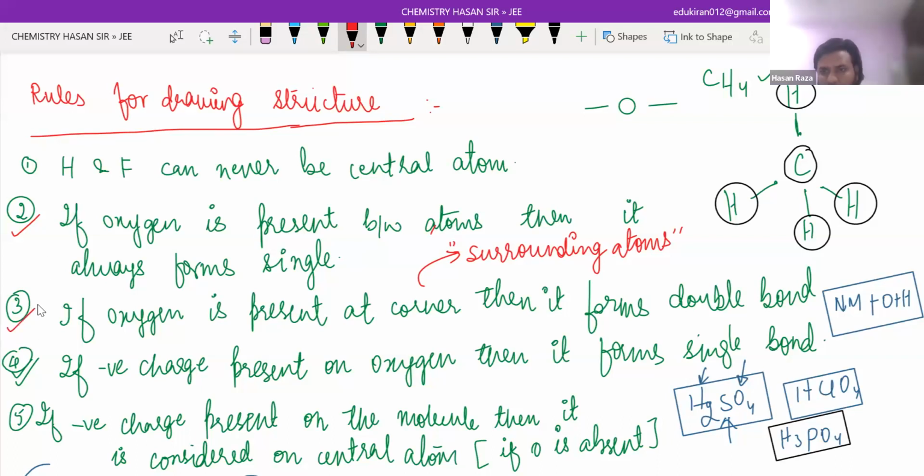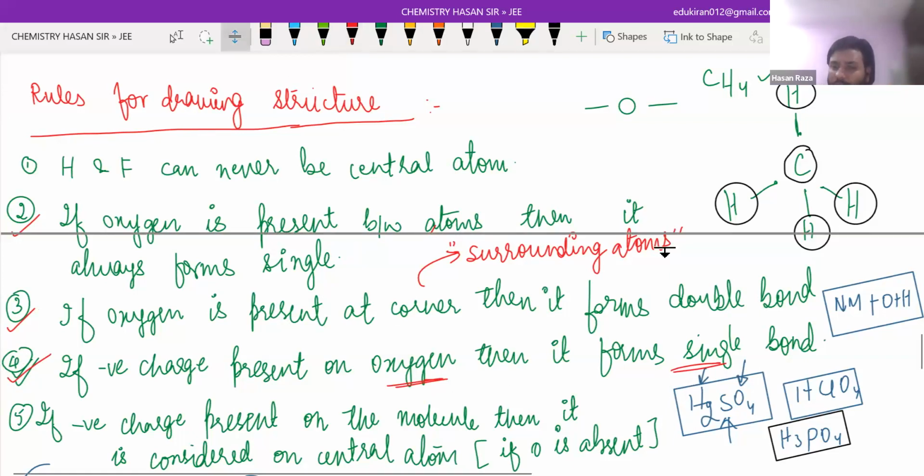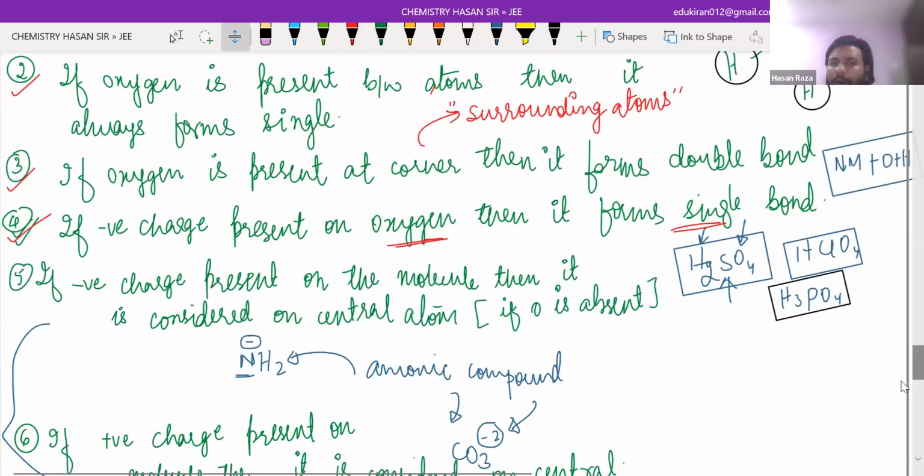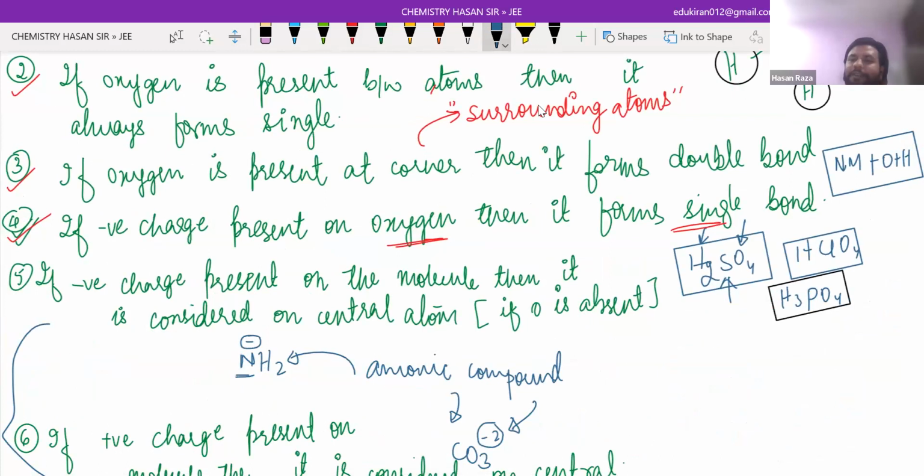The third rule is also related to oxygen. If oxygen is present at the corner, or if it is a surrounding atom, then it will form a double bond. Fourth rule, if negative charge is present on oxygen, then it forms a single bond. Now, how are you going to recognize whether oxygen has negative charge or not? It's very simple. If you have a compound on which negative charge is present and oxygen is also there, that means that negative charge is for oxygen.